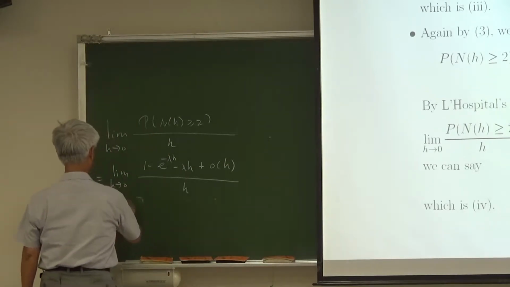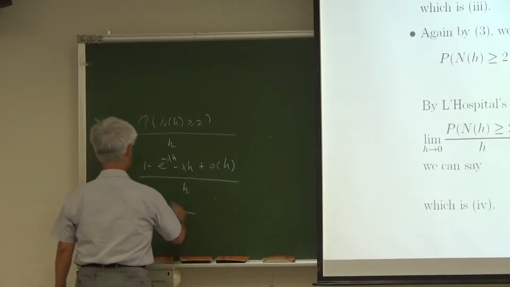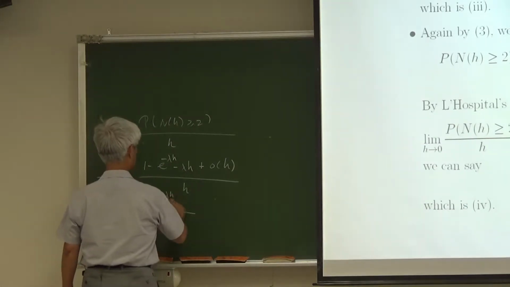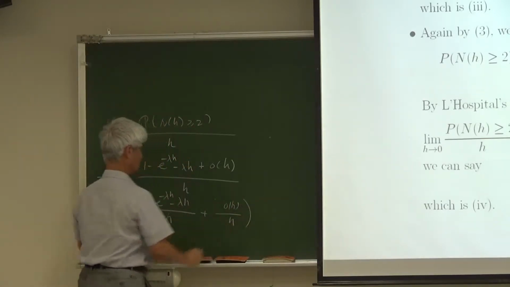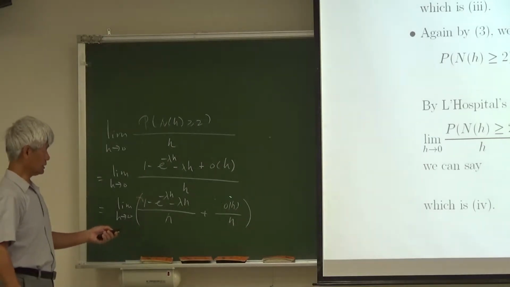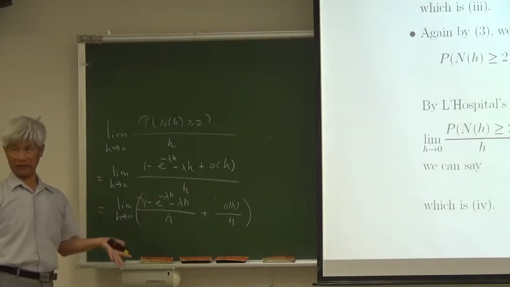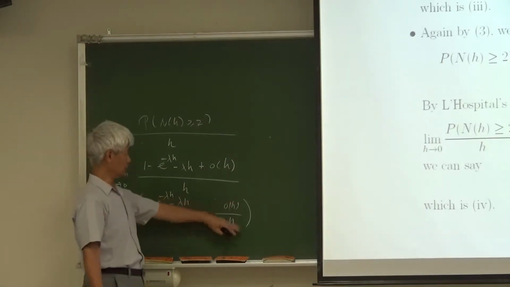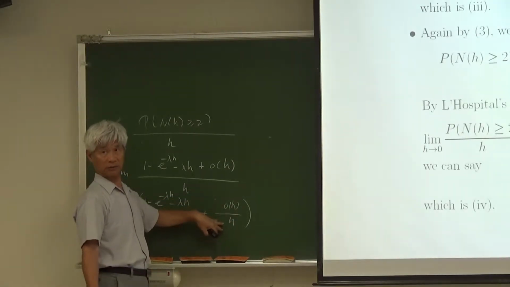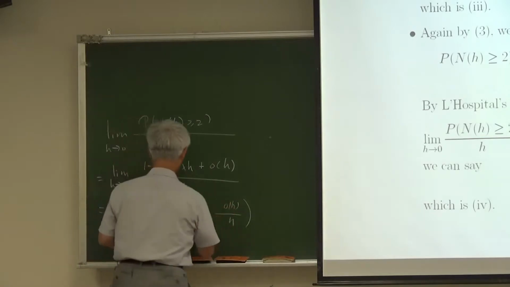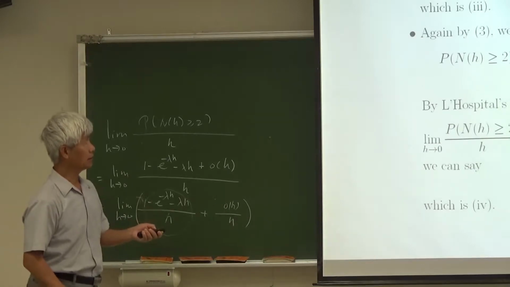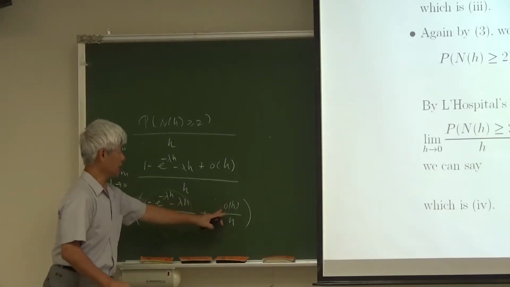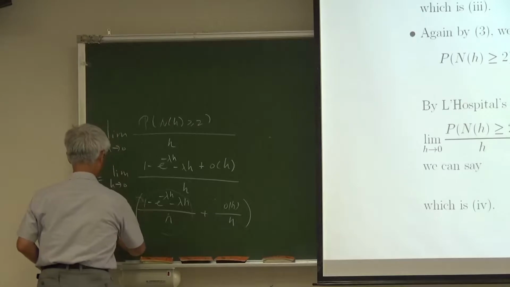So what I need to do is just to compute this. But by the definition of a little o function, this goes to 0 already, so we don't need to check that. The second term goes to 0 by the definition of a little o of h function. So what we need to check is this one, because the other goes to 0.